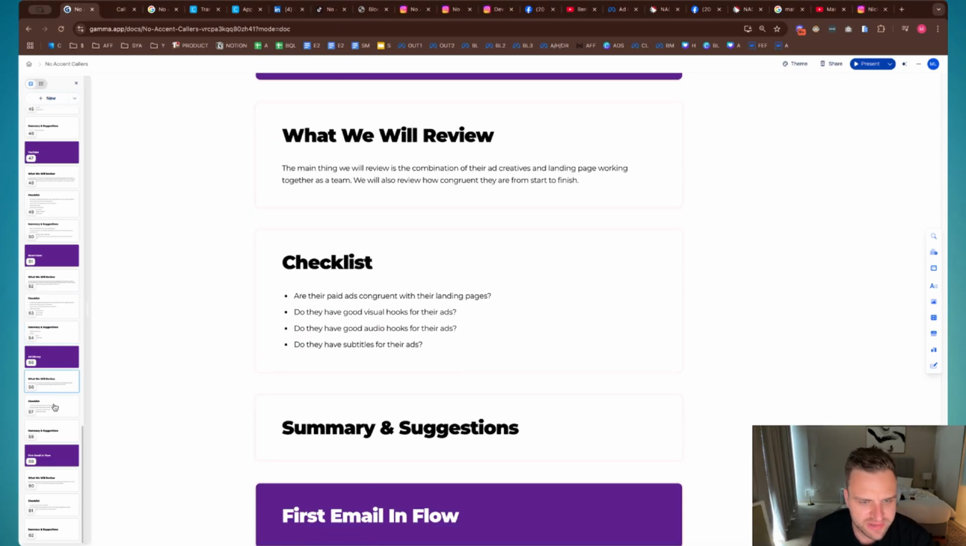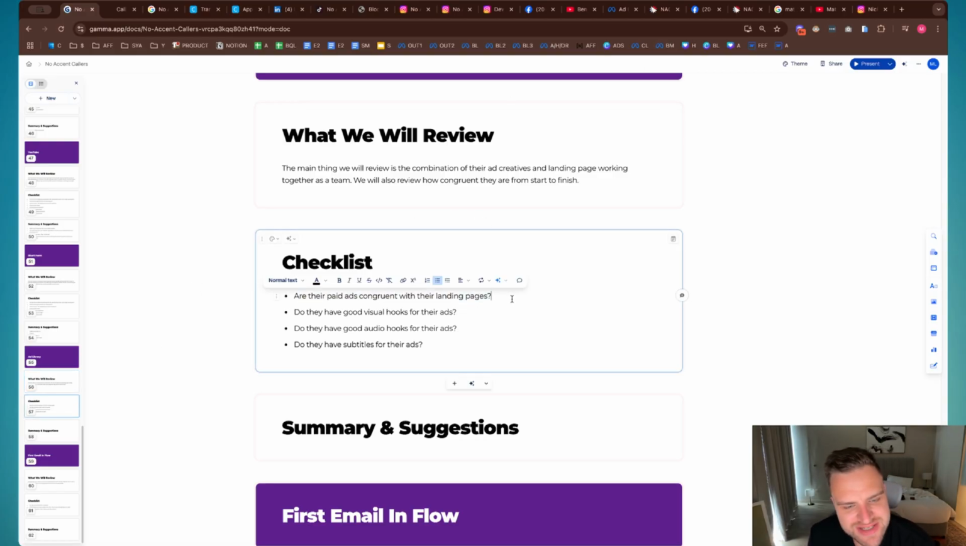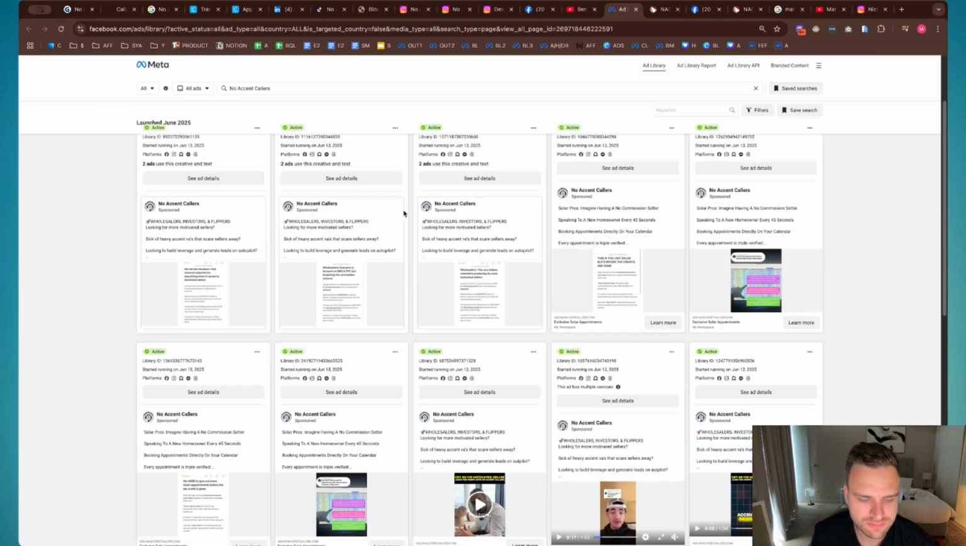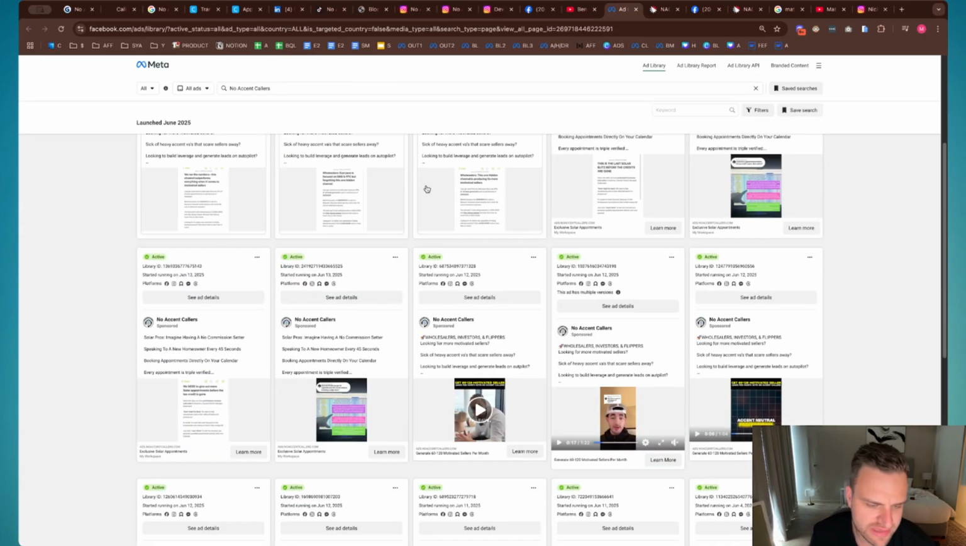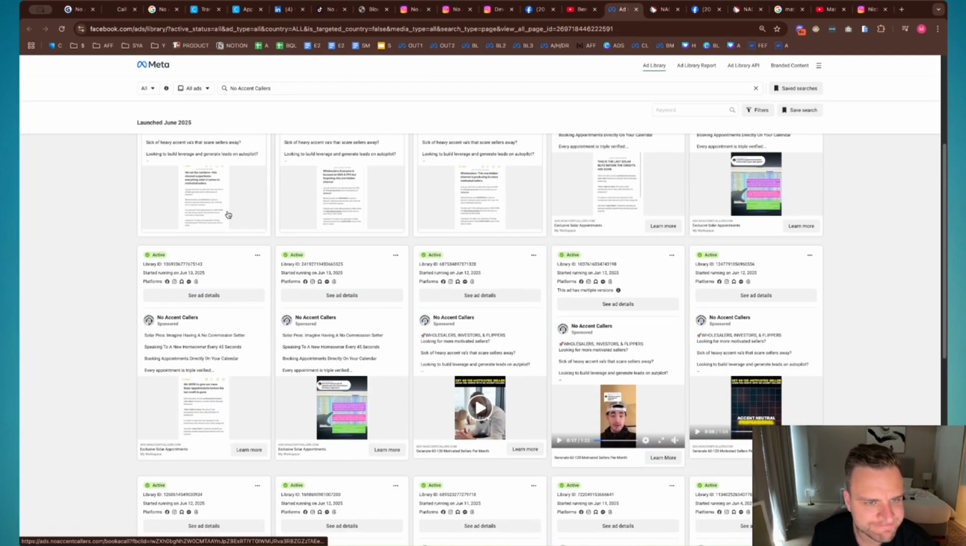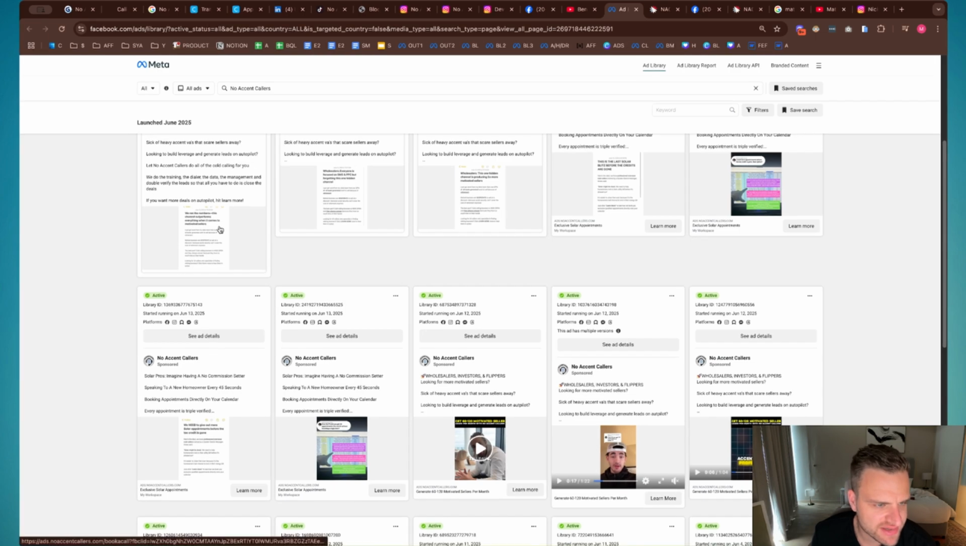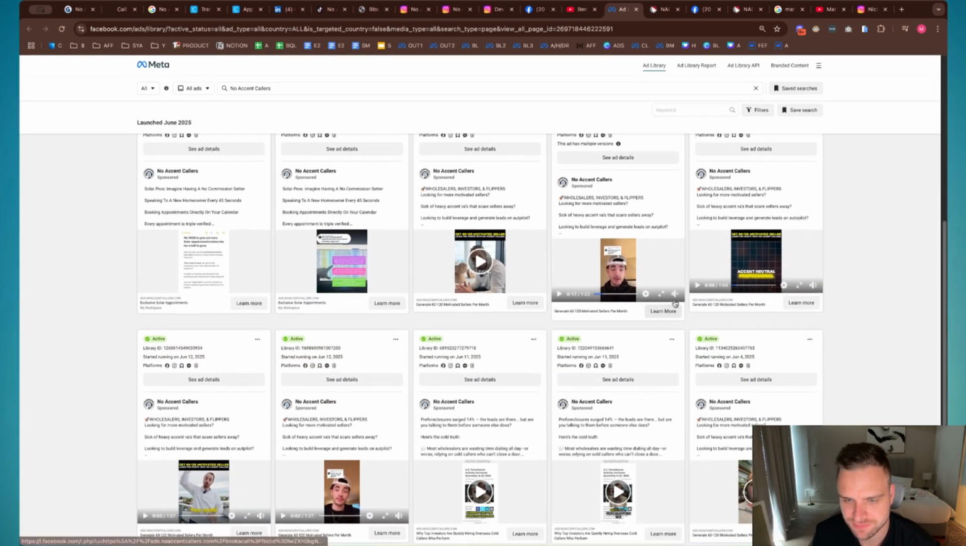The final thing we're going to do is the ad library. So we're going to look at a few things. Are their paid ads congruent with their landing page? Do they have subtitles? Do they have good visual hooks and then good audio hooks? We could review the static ones because the headline's very important. I think those are pretty decent headlines, to be honest.